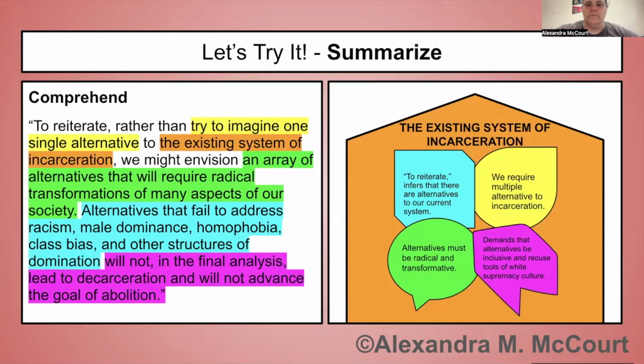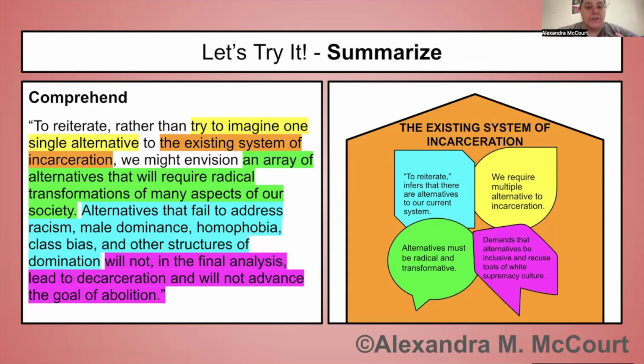So I have 2 different representations of this quote. I have taken the quote and I've highlighted what I think the key ideas are in this quote. In yellow, I have tried to imagine one single alternative. In orange, the existing system of incarceration. In green, an array of alternatives that will require radical transformations of many aspects of our society.